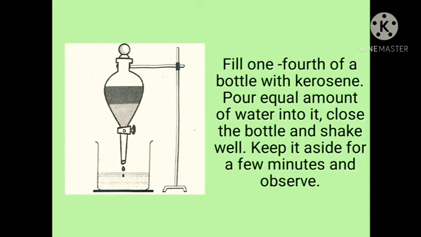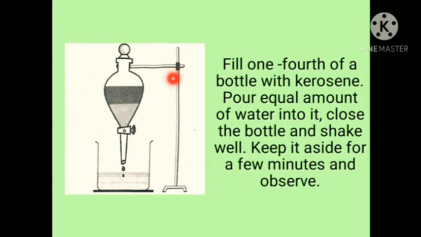So in this, for example, we have taken kerosene and water. Here, fill a quarter of a bottle with kerosene and pour an equal amount of water into it. And now let's shake it well so the water and kerosene get mixed. But after some time, what would happen? Just think about what would happen. Now the kerosene would exist at the top as a layer and the water at the lower part as another layer, as shown in this picture.